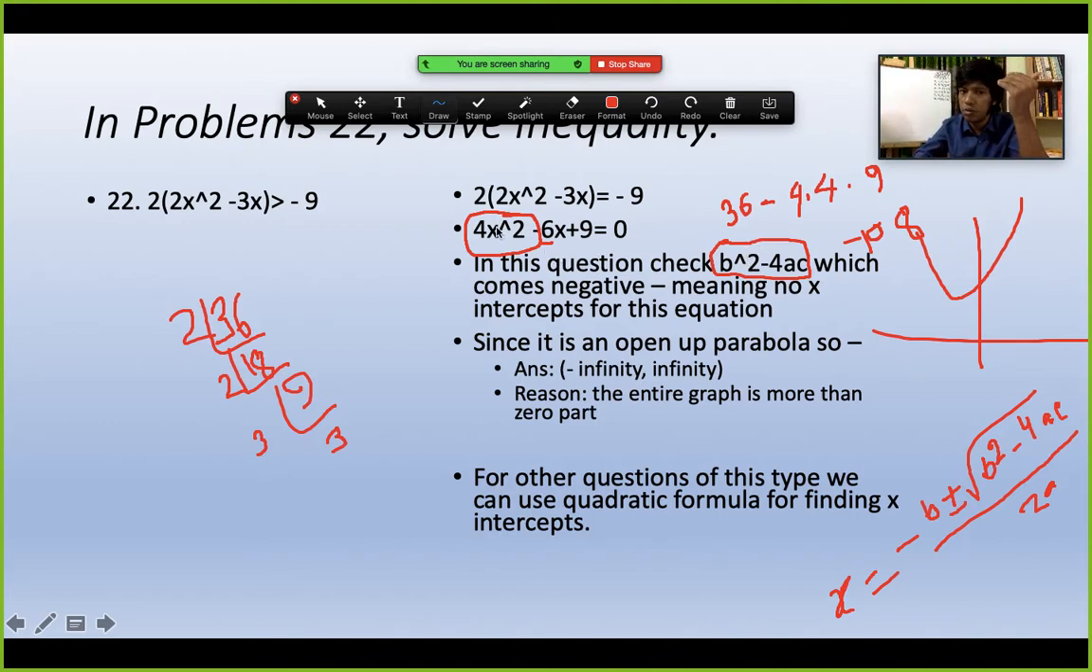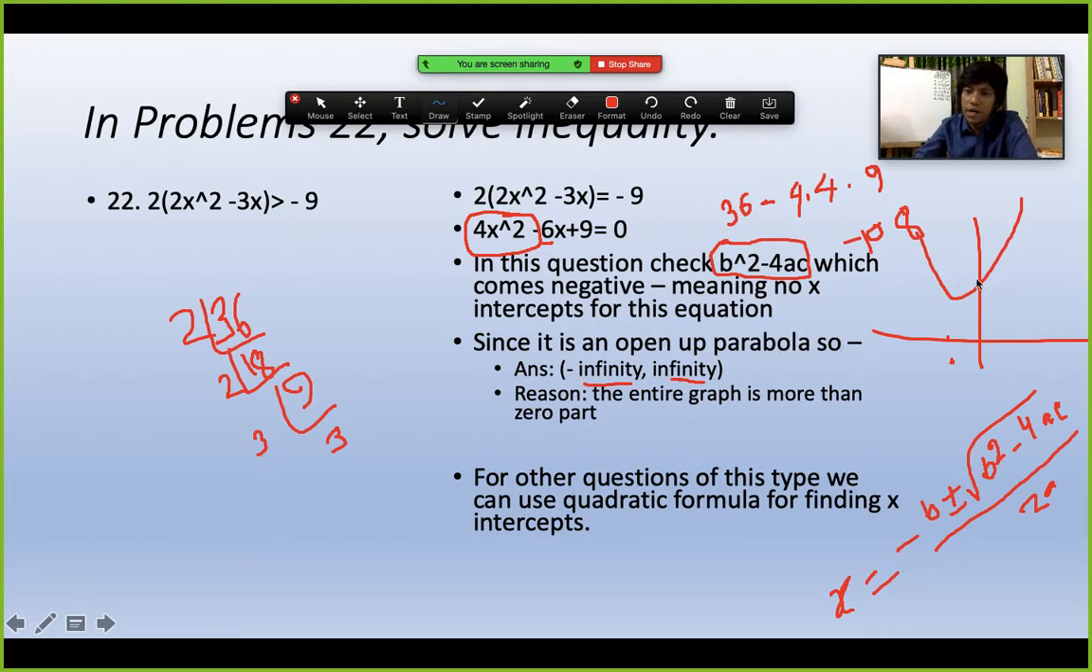Once again, how do we know? Because of this x squared, it opens up. So either the graph can be here, or down here, or up here. How do we know that it is not here and down here? The reason is there is no x-intercept. If the graph is here, there will be at least one x-intercept. If the graph is here, there will be at least two x-intercepts. Since there is no x-intercept, the graph must be above the line, and the entire graph is above the line, from minus infinity to plus infinity.